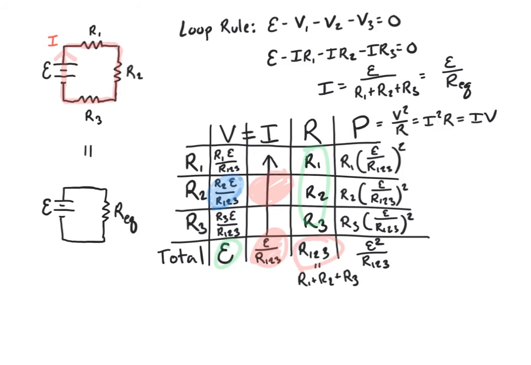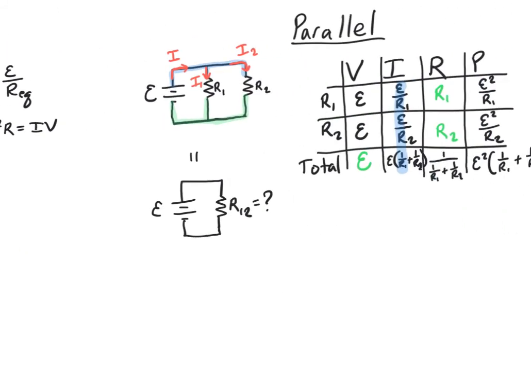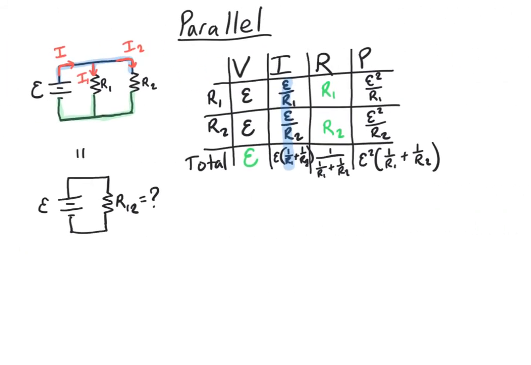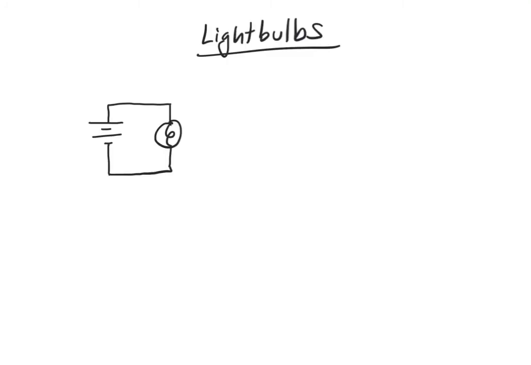So we can analyze how the power dissipated by individual bulbs or resistors is affected by adding or removing other resistors from the circuit. And again, the behavior is very different with resistors in series compared to when we have resistors in parallel. This gets me to power of a light bulb.